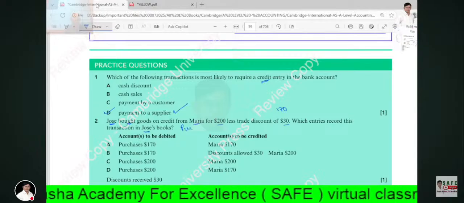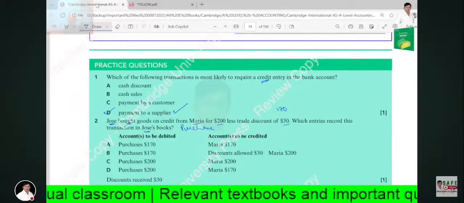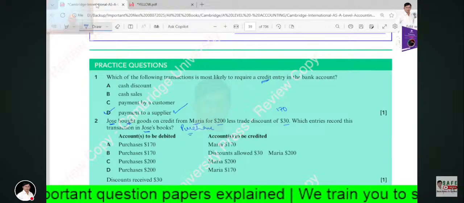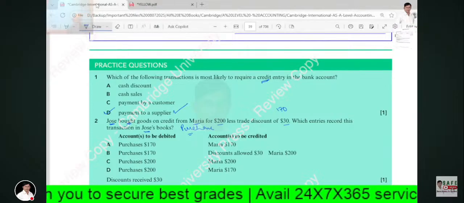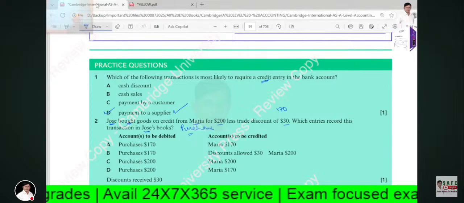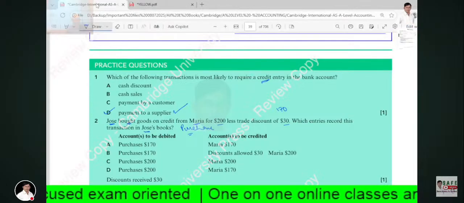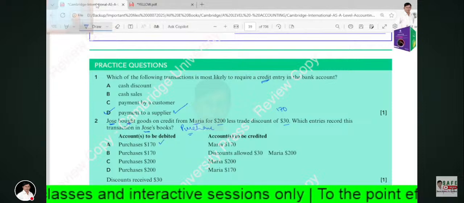We have to be careful in analyzing. It is a purchase for Joe's, since these are Joe's books. But in Maria's books it's a sale, while in Joe's books it's a purchase. So purchases will be debited 170, and Maria will be credited 170.